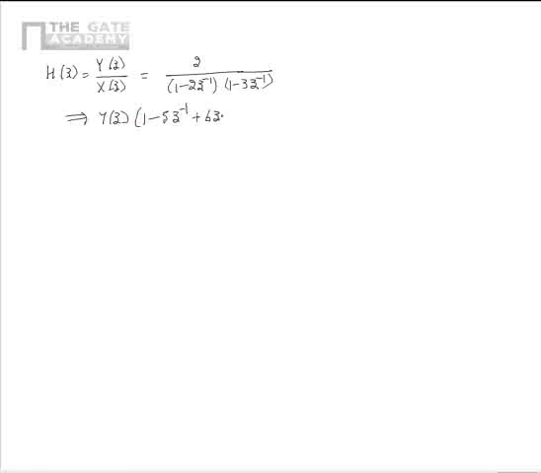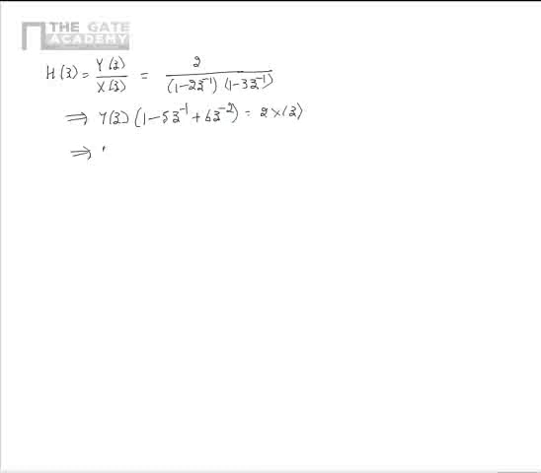The system function of the LTI system can be written as H(z) = Y(z) / X(z) = 2 / ((1 - 2z^-1)(1 - 3z^-1)). So upon simplifying this equation, we get Y(z)(1 - 5z^-1 + 6z^-2) = 2X(z).